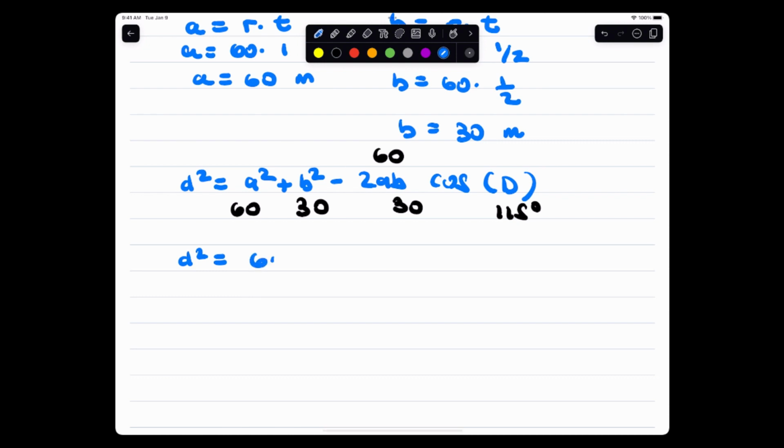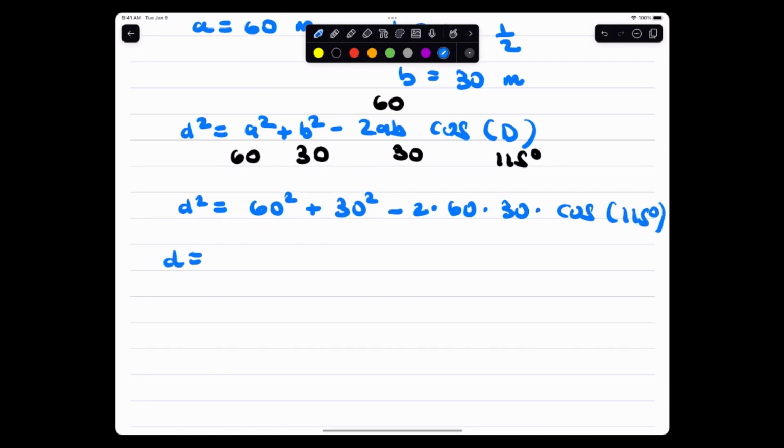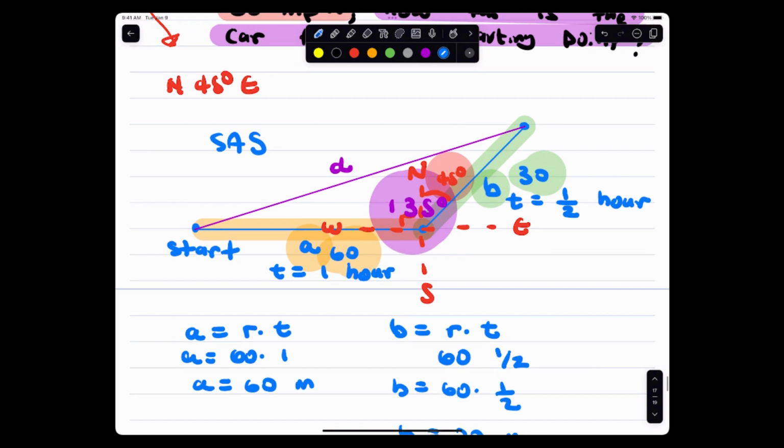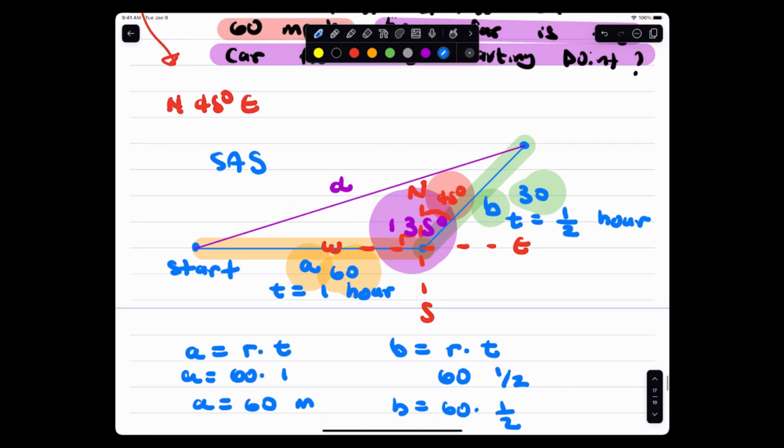d squared is what? 60 squared plus 30 squared minus 2 times 60 times 30 times cosine of 115 degrees. And then d is going to equal, take that square root, 60 squared plus 30 squared minus 2 times 60 times 30 times cosine 115 degrees. That's how you find the distance d.